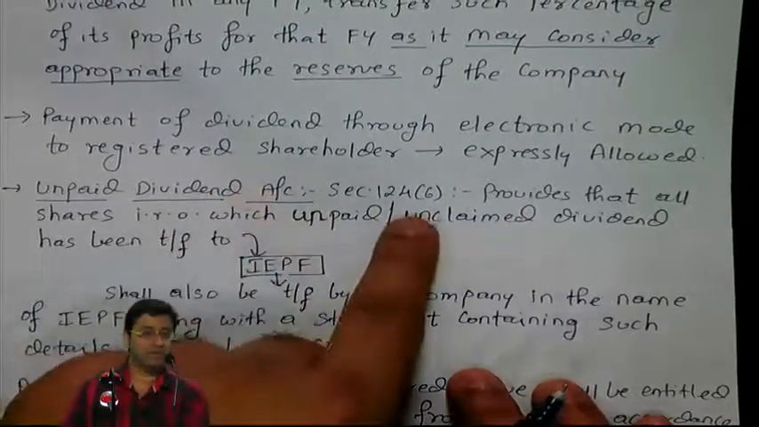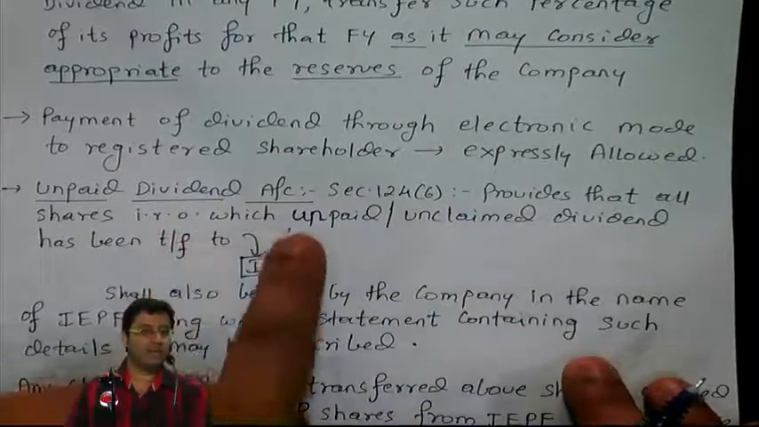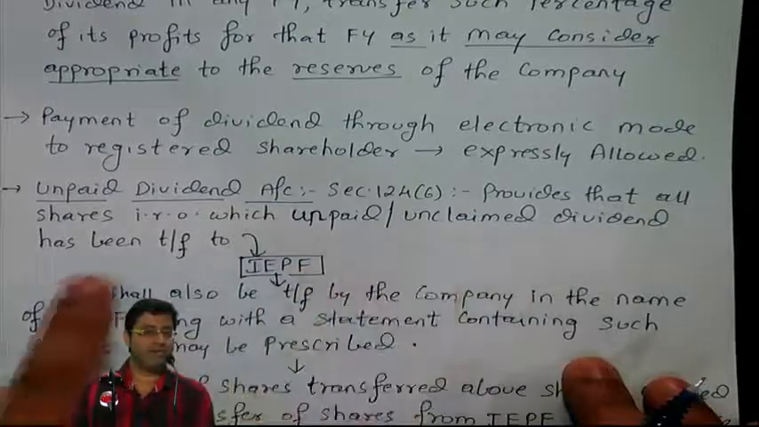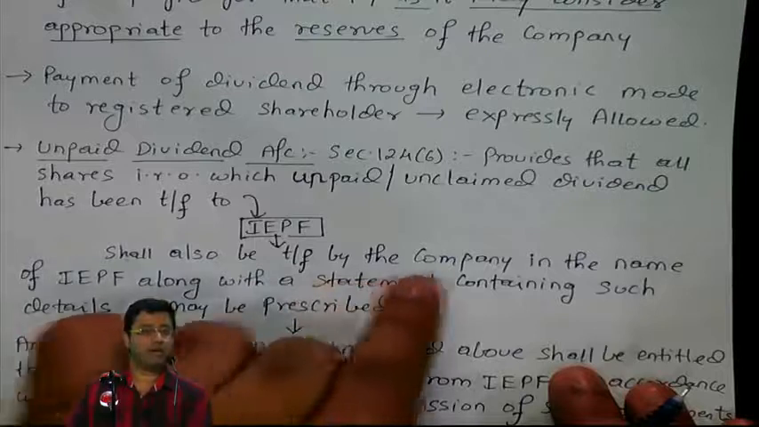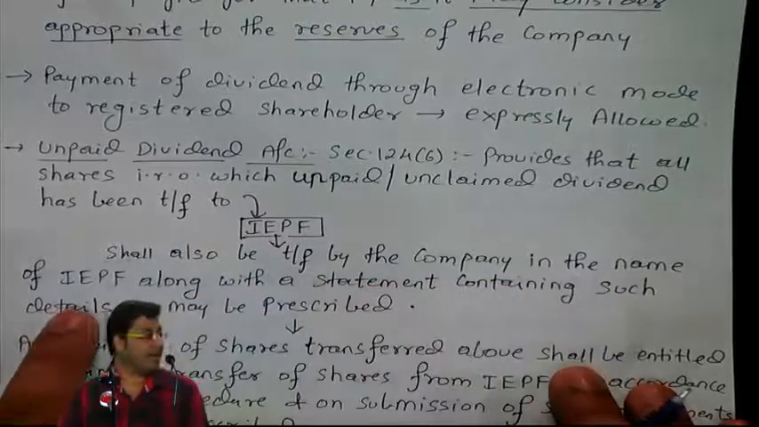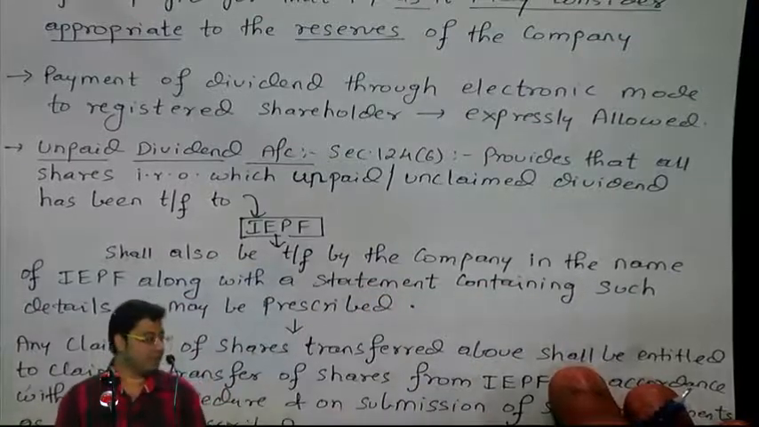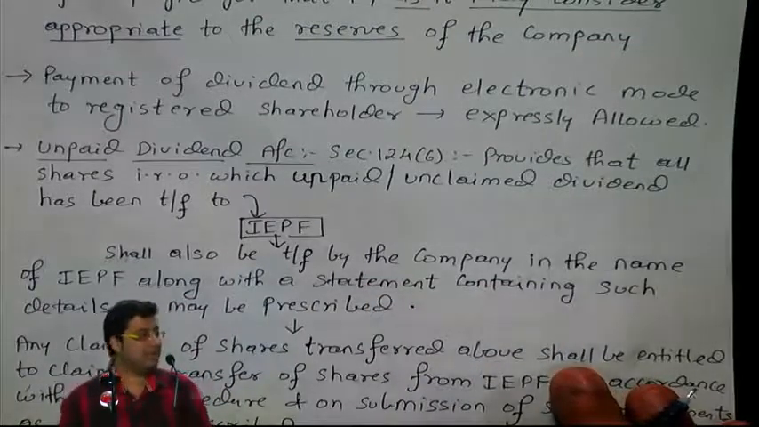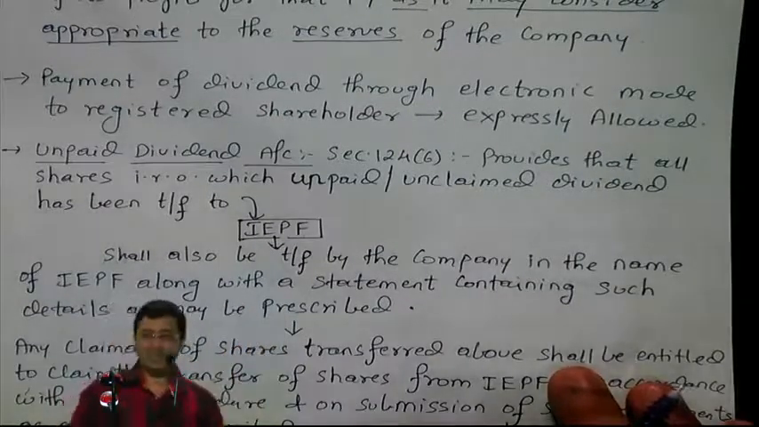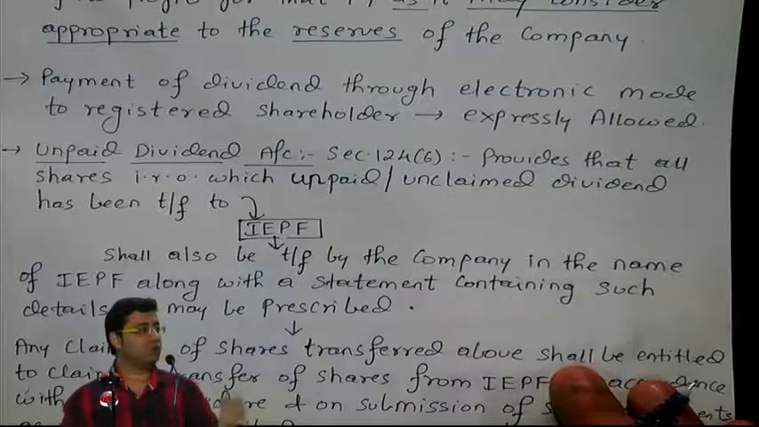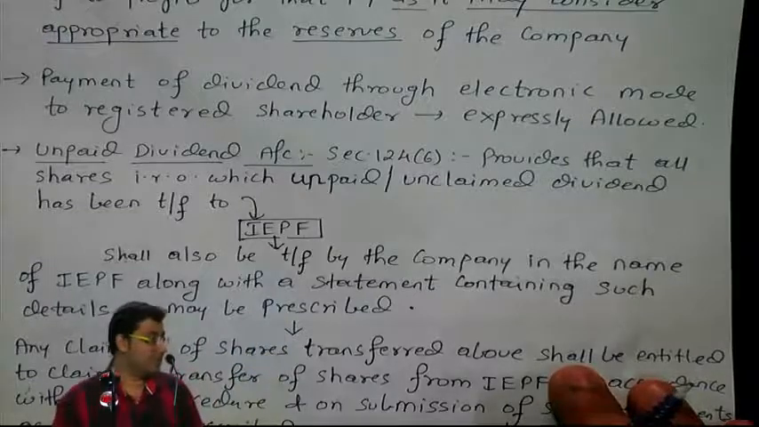Unpaid dividend account, section 124 subsection 6 of the Companies Act provides that all shares in respect of which unpaid or unclaimed dividend has been transferred to Investor Education and Protection Fund shall be allowed to be transferred by the company in the name of IEPF along with the statement containing such details as may be prescribed. Sir, what does it mean? It clearly means that whenever now company is transferring money from the unpaid dividend account to the Investor Education and Protection Fund, it should also give a list of shareholders who have not approached the company for claiming dividends. Have you understood?